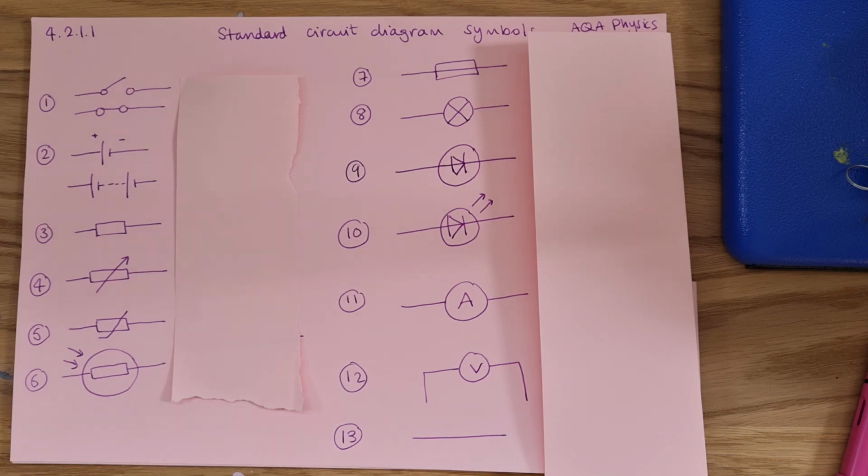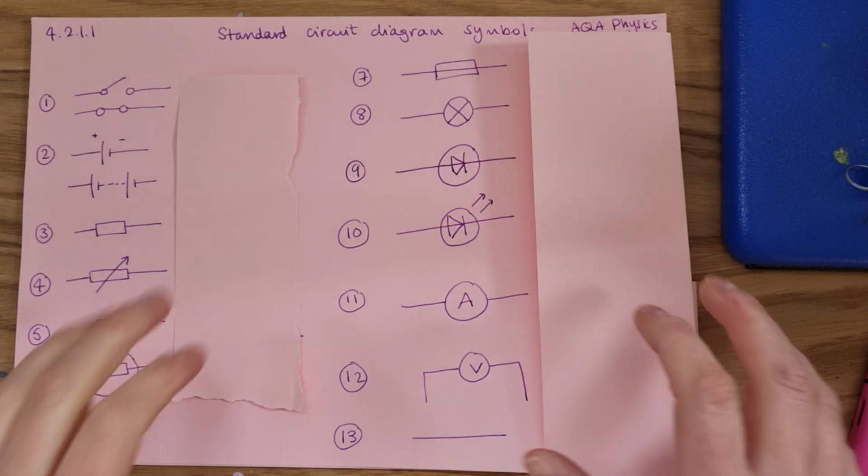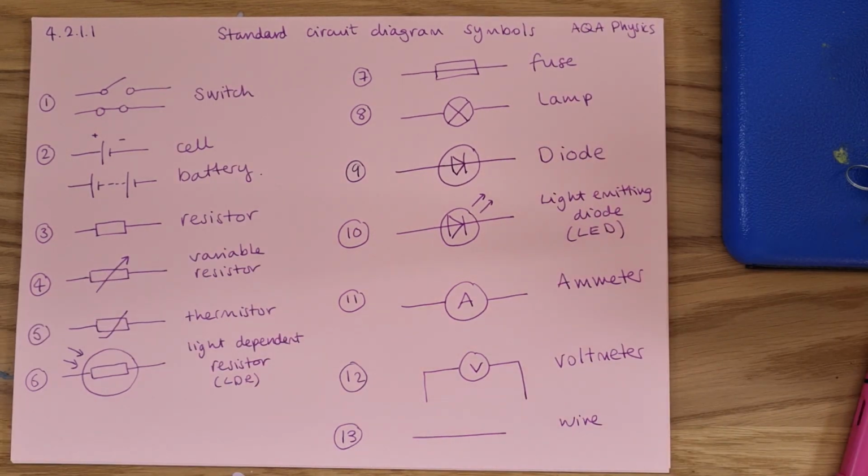Now, the reason why I've done this impressive bit of video editing just to hide the answers is you could pause now and see how many of these you can actually name. At both A-level and GCSE, you need to know all the names of these symbols. So have a pause, see if you can name them, and then I will quickly remove them, reveal the answers, and go through what they are.